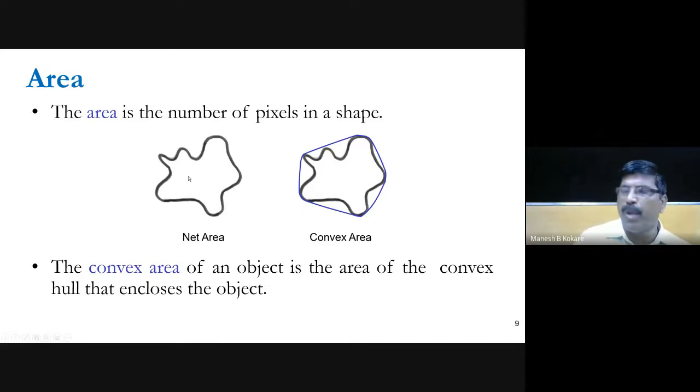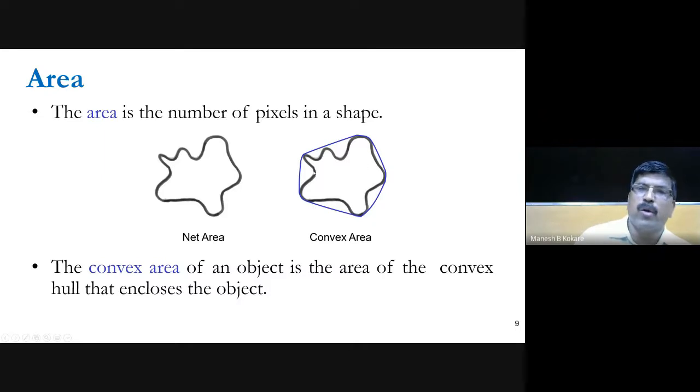So this is a very simple feature which we can obtain. But it may happen that there may be two different shapes having the same area, so there may be confusion between these. That is the difficulty with simple area-based features. And then convex area is like that.